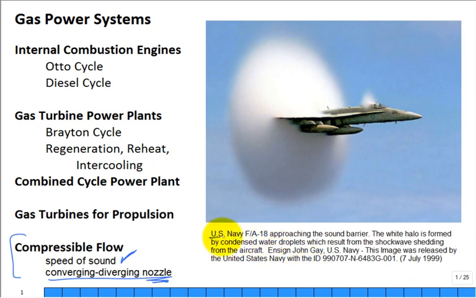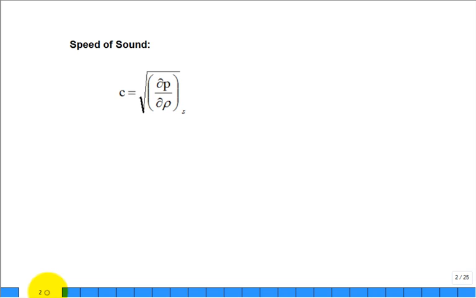Here is a Navy jet approaching the sound barrier. The white halo is formed by condensed water droplets, which result from the shock wave shedding from the aircraft at the tail end, as well as around the canopy. Very interesting pictures and photos occur.